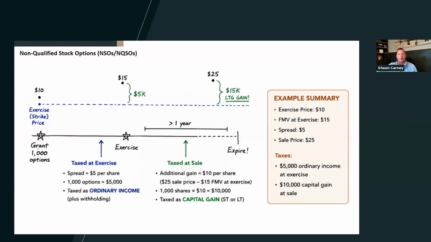On this grant date, I was granted 1,000 options. That was $10 a share. I went through my vesting schedule. I got to my exercise date. The shares are now worth $15. We call that in the money. Okay. I have the opportunity to buy these shares that are worth $15 for $10. I'm going to take advantage of that. That $5,000 delta is going to be taxed as ordinary income to me.